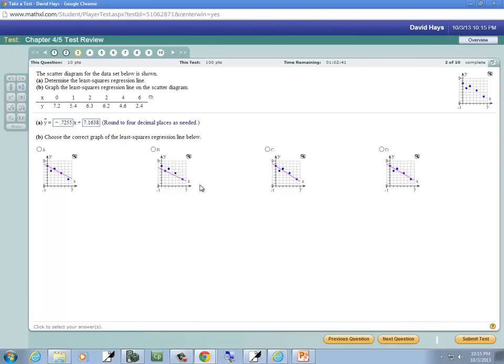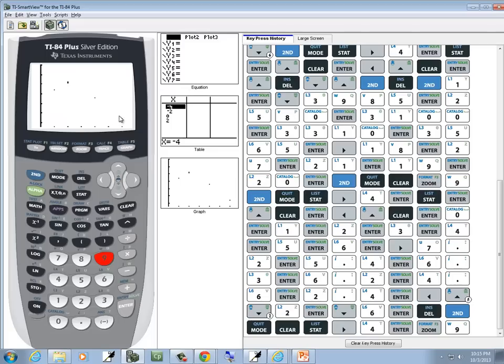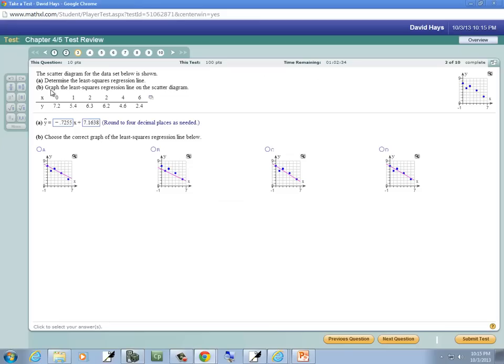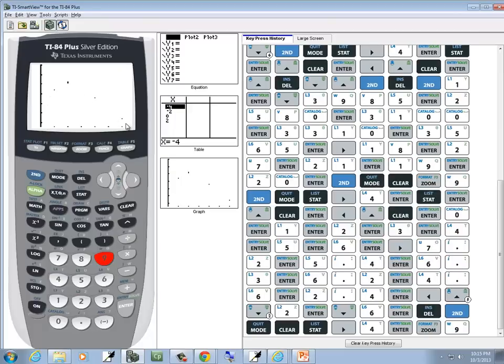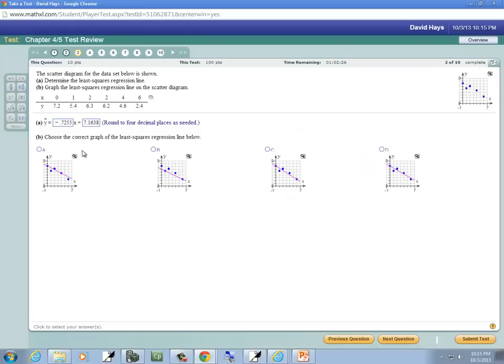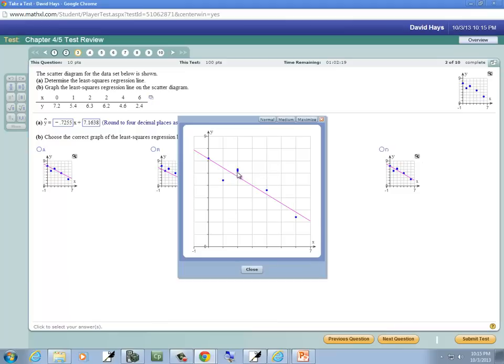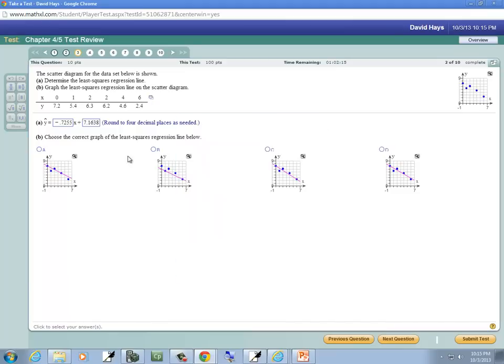Doesn't look very good, does it? One, two, three, four, five. 1, 2, 3, 4. Looks like I'm missing a data point. Unless they're very close together. Ah, they are. See how these two are close together? Okay, that makes sense. Now we want to graph this.